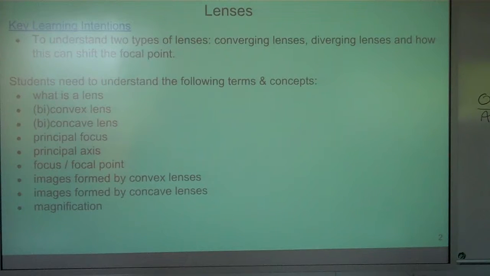Okay. The key learning intentions. There are two types of lenses: converging and diverging lenses, and how this can shift the focal point. Now, students need to understand the following terms and concepts. A convex lens is a converging lens. A concave lens is a diverging lens.